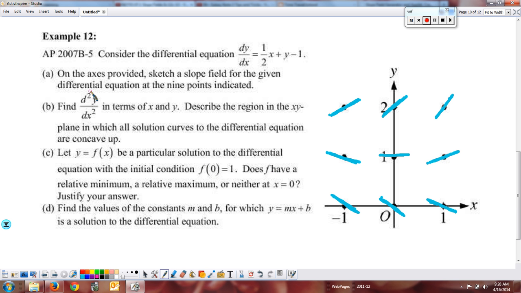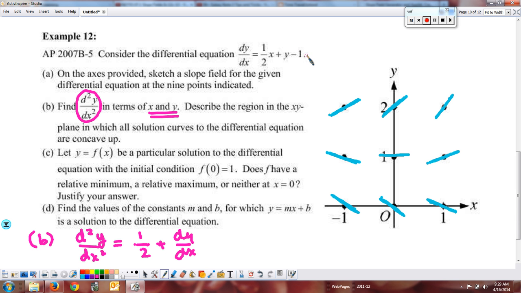Now we want to find the second derivative in terms of x and y. Now this is going to be important. Second derivative, really you just want to find the second derivative by taking the derivative of the first derivative. So here in part B, since it's already solved for dy/dx, I just need to take the derivative of this with respect to x. Derivative of 1/2 x is 1/2. Your derivative of y is your dy/dx, and your derivative of negative 1 is 0.